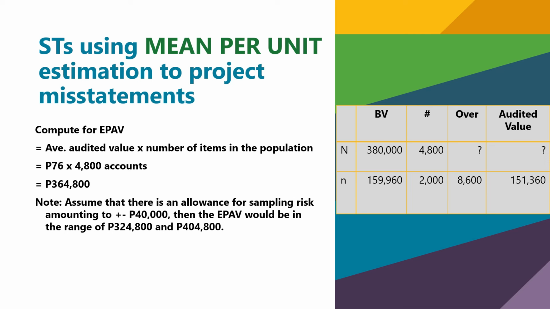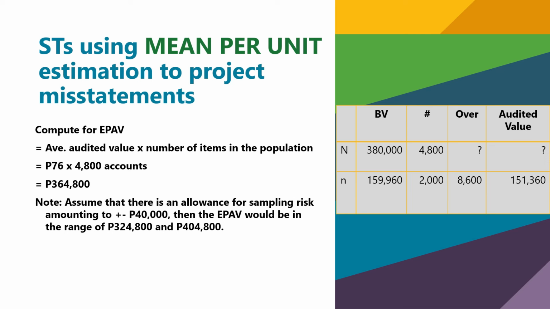Now, assume that there is an allowance for sampling risk amounting to plus minus 40,000. If you're wondering how the 40,000 was arrived at, that's auditor judgment. Then our estimated population audited value would be in the range of 324,800 and 404,800.